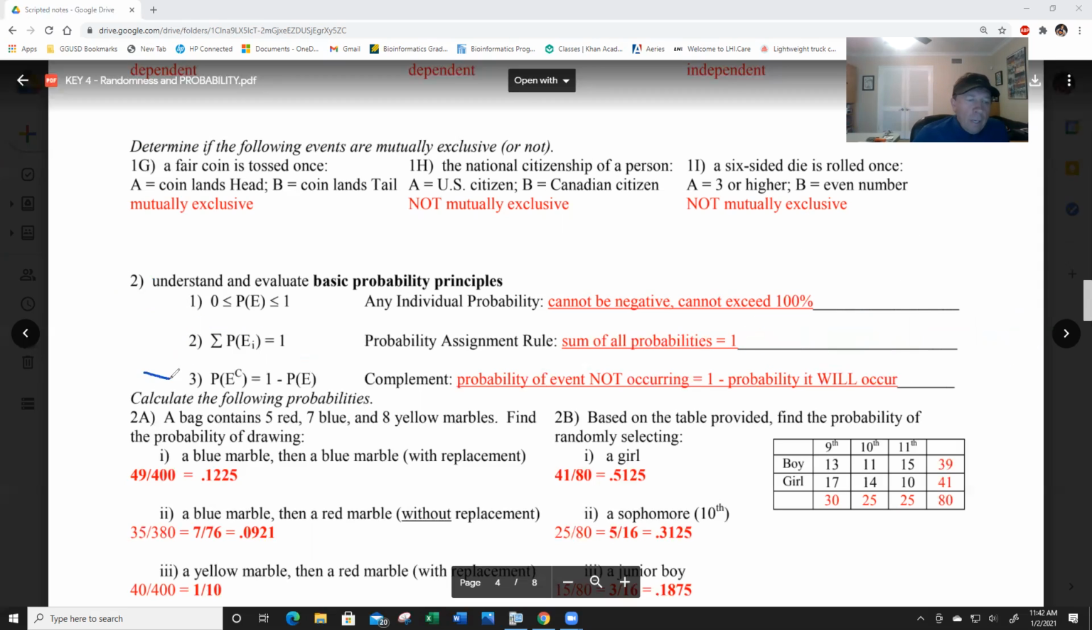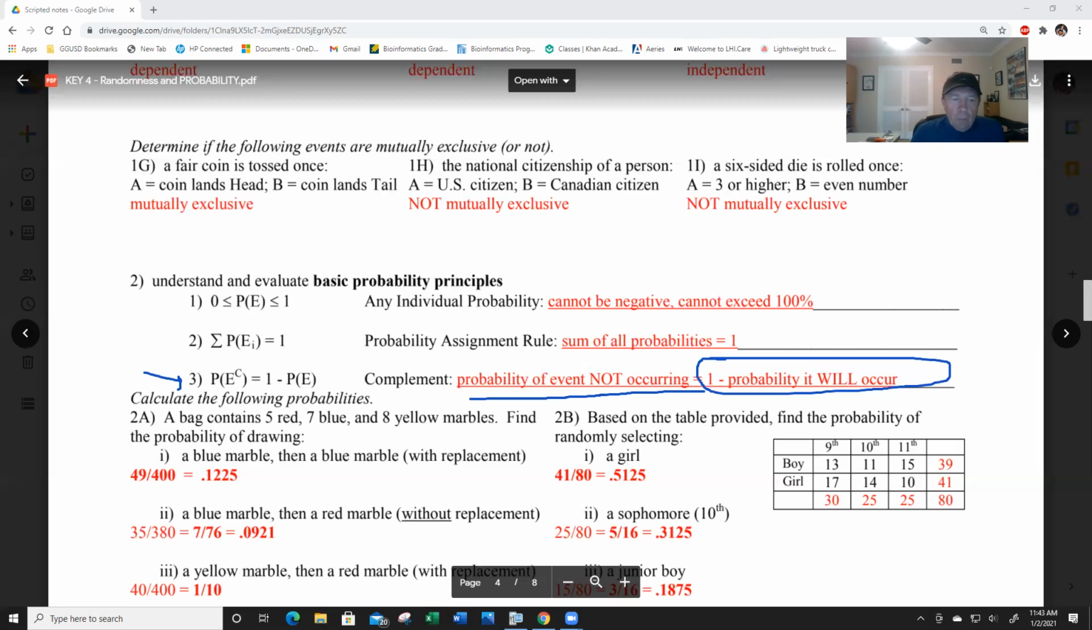Okay, and then number 3 here is the complement. Complement is the event not occurring. 1 minus the event that it will occur. That is a crucial thing. Now, we use that a lot of complement stuff. It's pretty easy to understand in writing right there. It's knowing when to use it. I'm going to get some examples here right now.